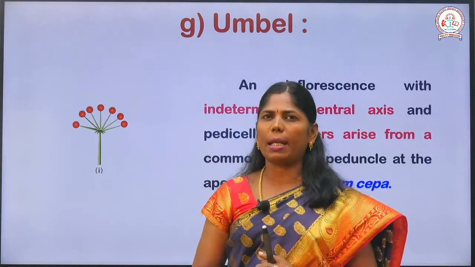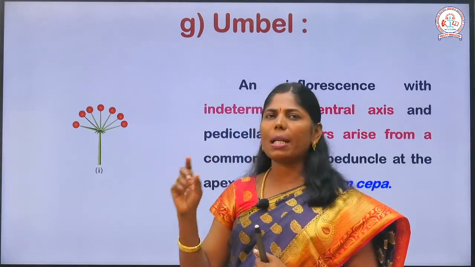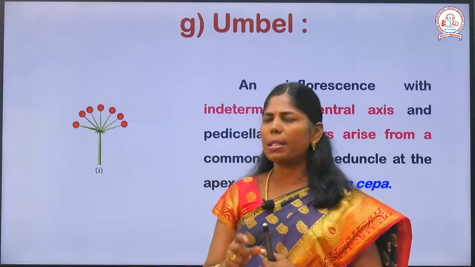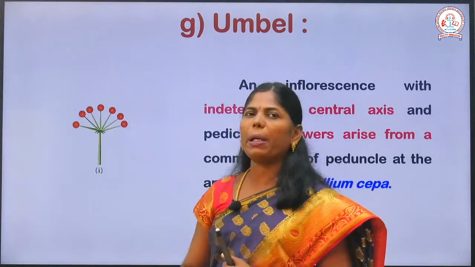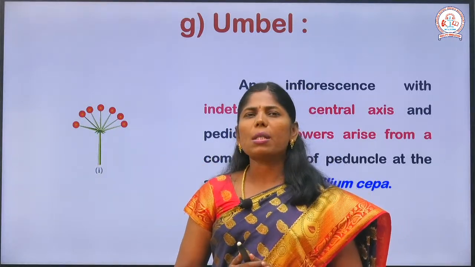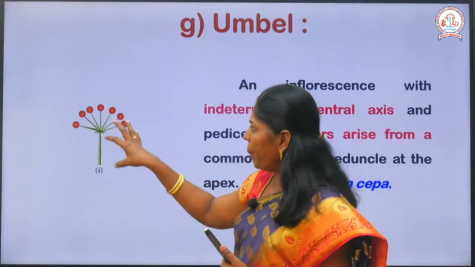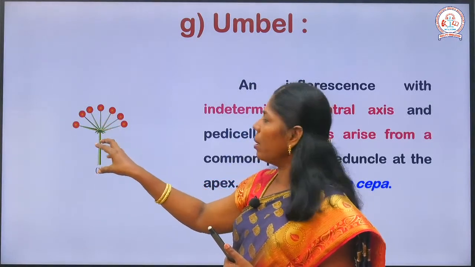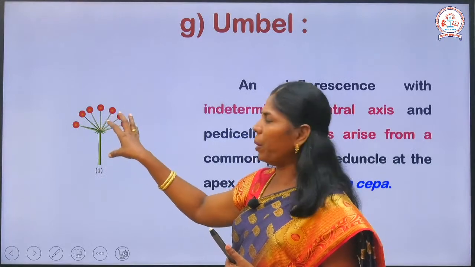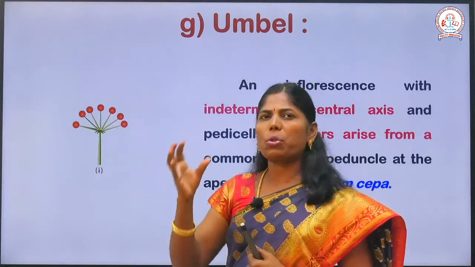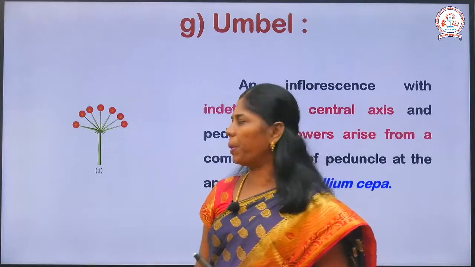A lot of pedicellate flowers arise, but here the lengths of the pedicels are equal in size. In the previous one, it had shorter and longer pedicels, but in the umbel the pedicels are of equal size. So what is a compound umbel? A simple umbel is called an umbellule. Each and every umbellule together forms a compound umbel.